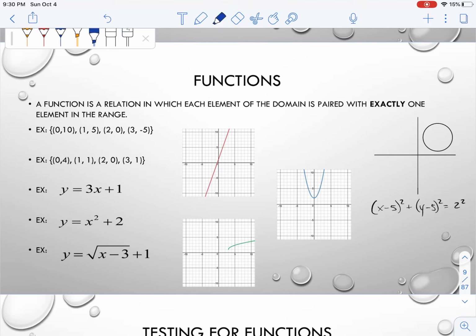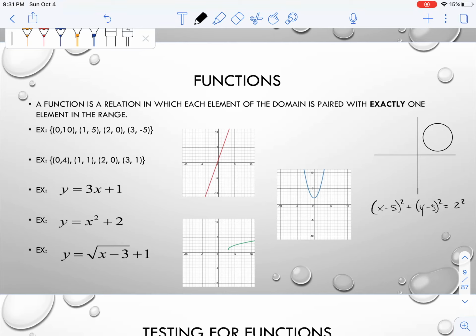When we look at a series of ordered pairs like we have up here at the top, I need to look at all of my x values and ask myself, do any of them repeat? In this case, no x values repeat, therefore it has to be a function. There's no way it can fail. Same thing with my second set of ordered pairs: none of my x values repeated, so by default it has to be a function.